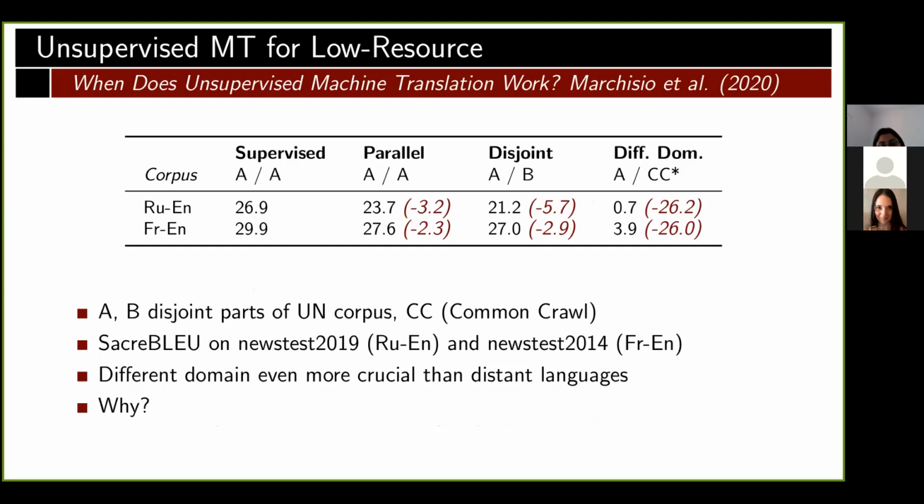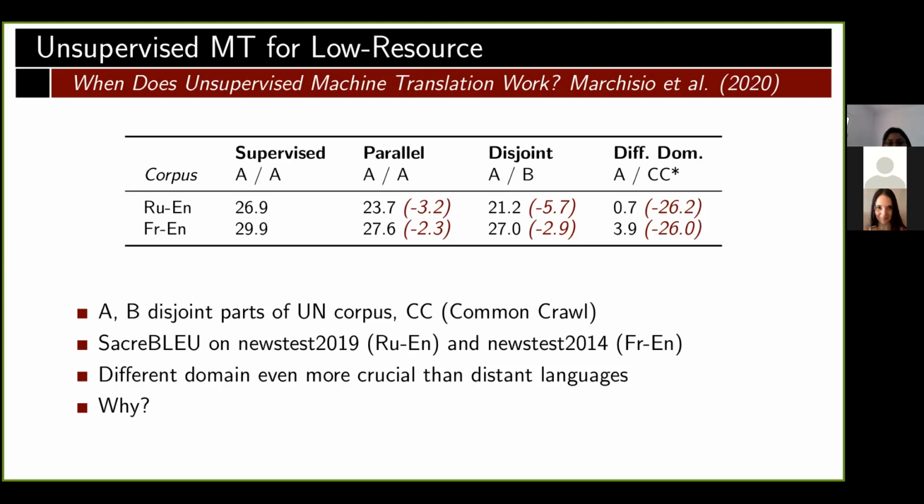What they did is take a huge monolingual corpus, mainly the United Nations corpus and Common Crawl, and make different partitions. For instance, for the United Nations corpus, they divided it in two parts. Let's call them A and B. These two parts don't share any sentence. So we have two corpora that share the domain because they belong to the same domain, but they don't explicitly share the same sentences. And then we have Common Crawl, which would be a different domain from the UN corpus.